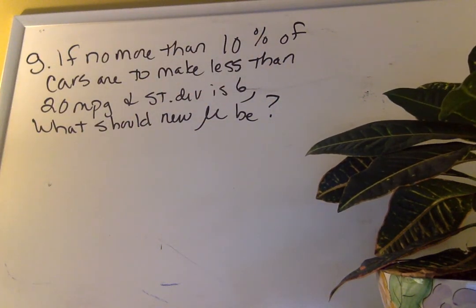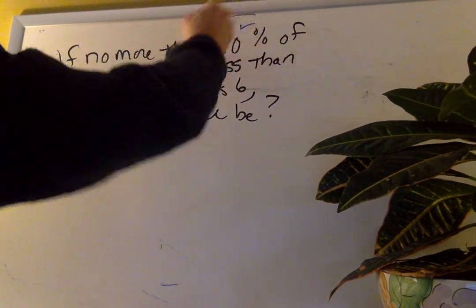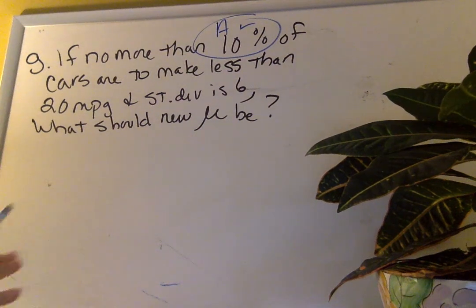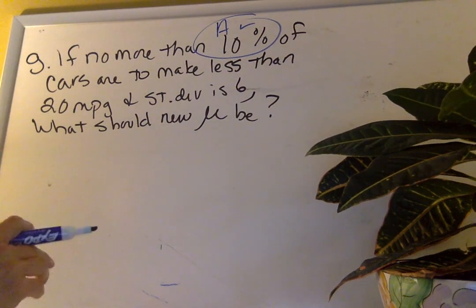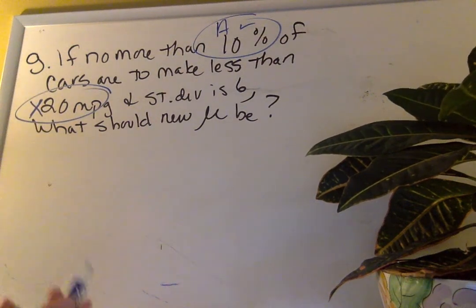So let me read it. If no more than 10% of all cars are to make less than 20 miles per gallon and the standard deviation is going to still stay 6, what should the new mu be? So there's a lot going on here. Up to this point I'd been showing you how to tell if you were given X or given A, so you would know what direction. Well, hold on. Here's an area. Granted, I don't know if it's going to be 10% or 90% yet. But here's an X. So how do you know if you're going forwards or backwards?